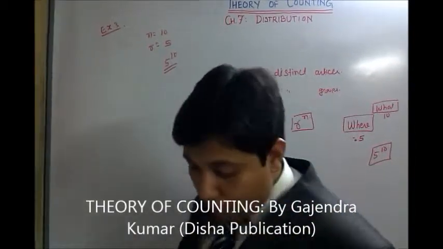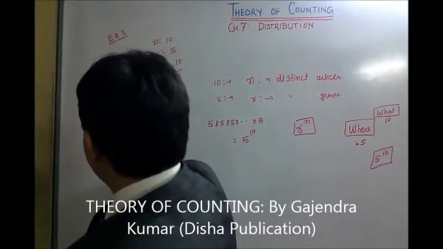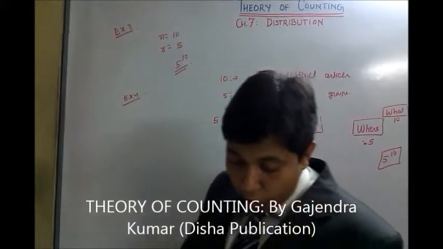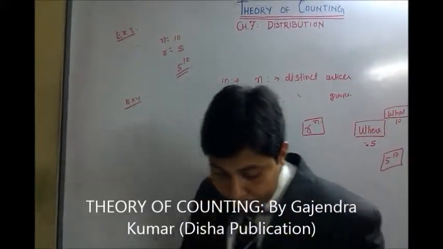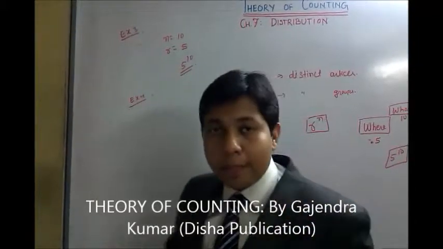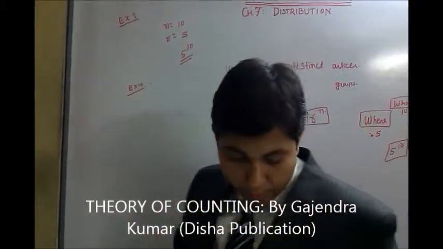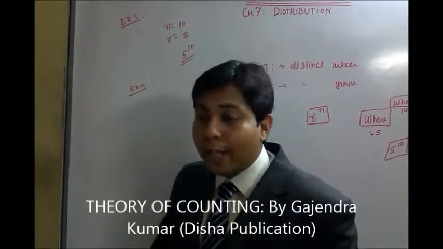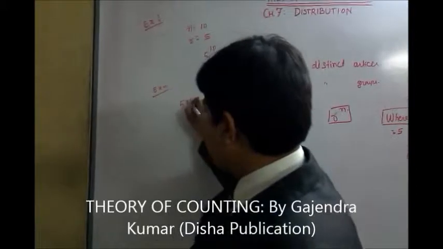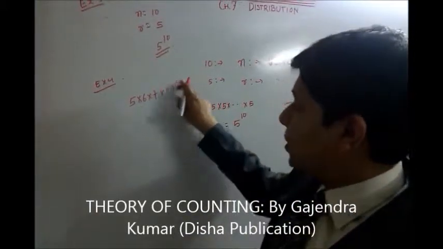Then example number 4. That's a bit tricky one. In how many ways can 10 distinct rings be worn on 5 fingers? For the first ring, how many ways can we deal? 5 ways. There are 5 fingers, so we can deal in 5 ways. Now the second ring. For the second ring, how many options do we have? For the first ring 5, second 6, 7, 8, 9 ways.